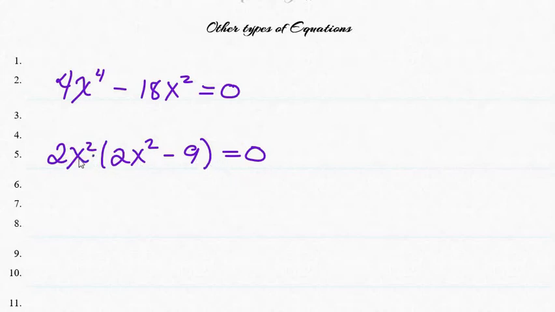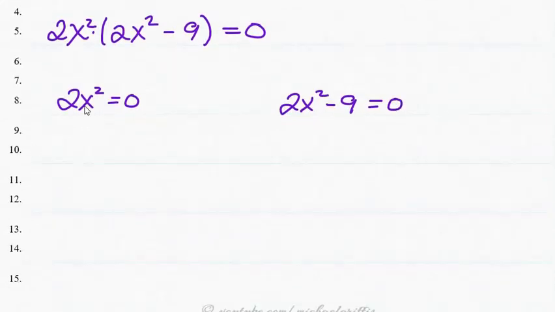So now what we'll do is we'll set both of these equal to 0. So we have 2x squared, set that equal to 0 and solve for x. And then we'll have another equation, 2x squared minus 9, set that equal to 0 and solve for x there. But let's take a look at the first one here.